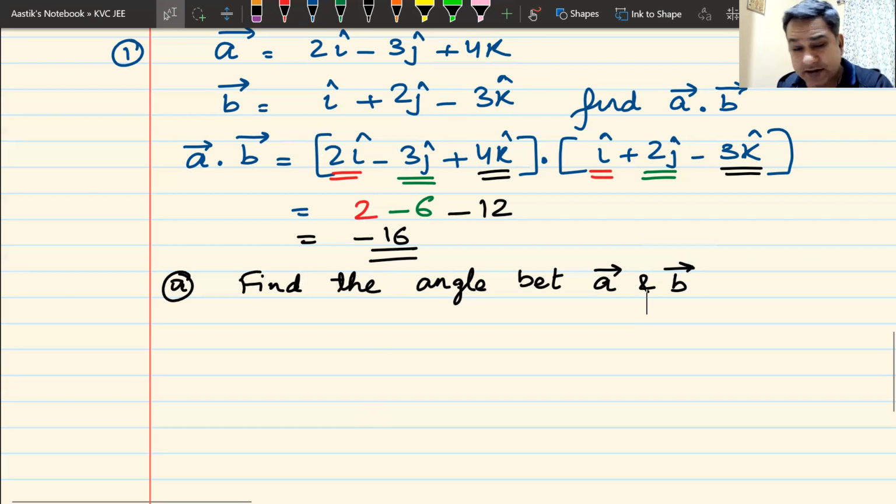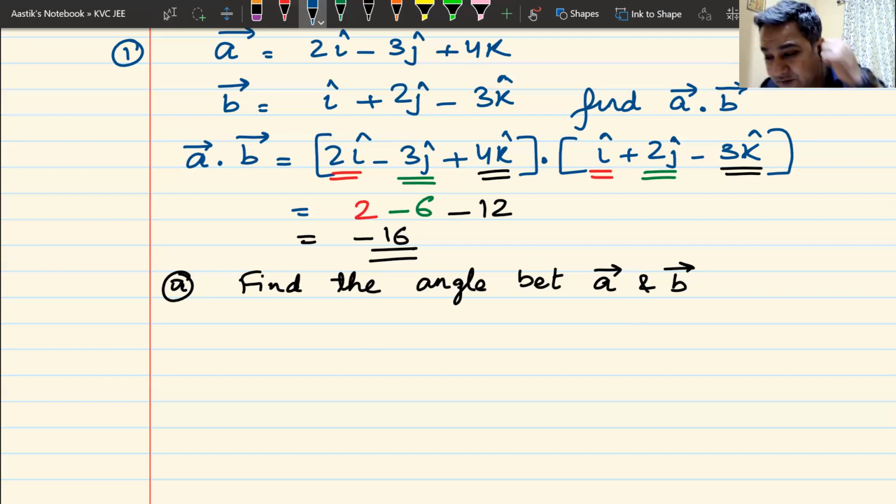How do I find the angle between A and B? Now, this is not a very difficult question. As I told you, any difficult question is made up of small questions which are very simple if you understand the basic concept. Now, what is the basic concept here? The concept is very simple.